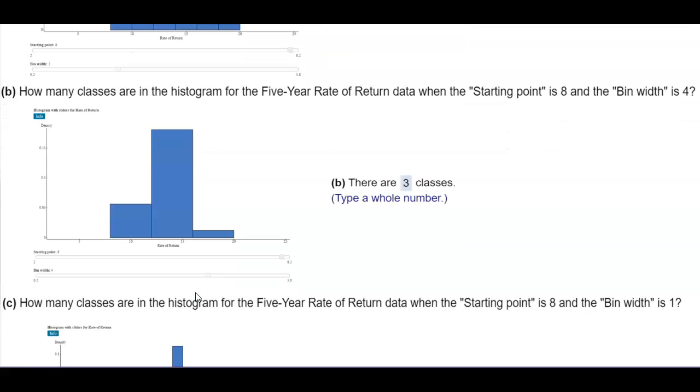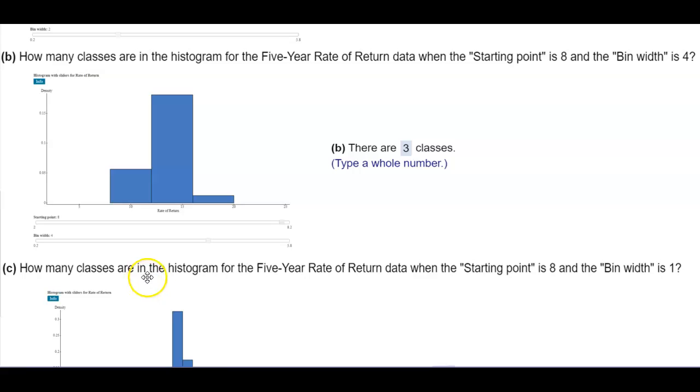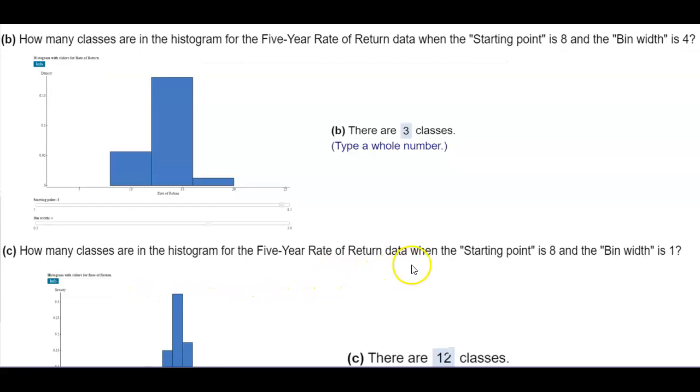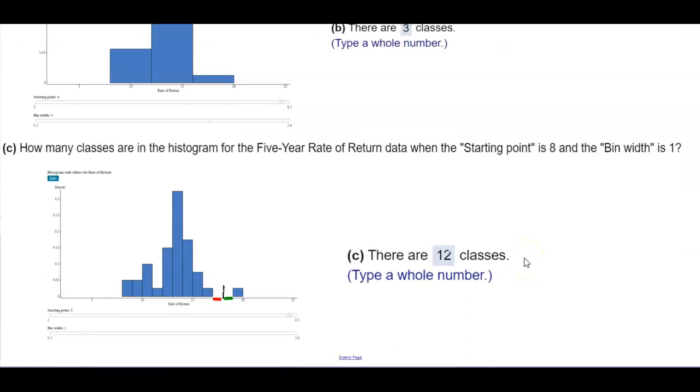Now part C, it's saying how many classes are in the histogram for the 5-year rate of return data when the starting point is 8 and the bin width is 1. Okay, so again, we have the starting point at 8 and we make the bin width 1. And then we're going to count the classes. So we have 1, 2, 3, 4, 5, 6, 7, 8, 9, 10.